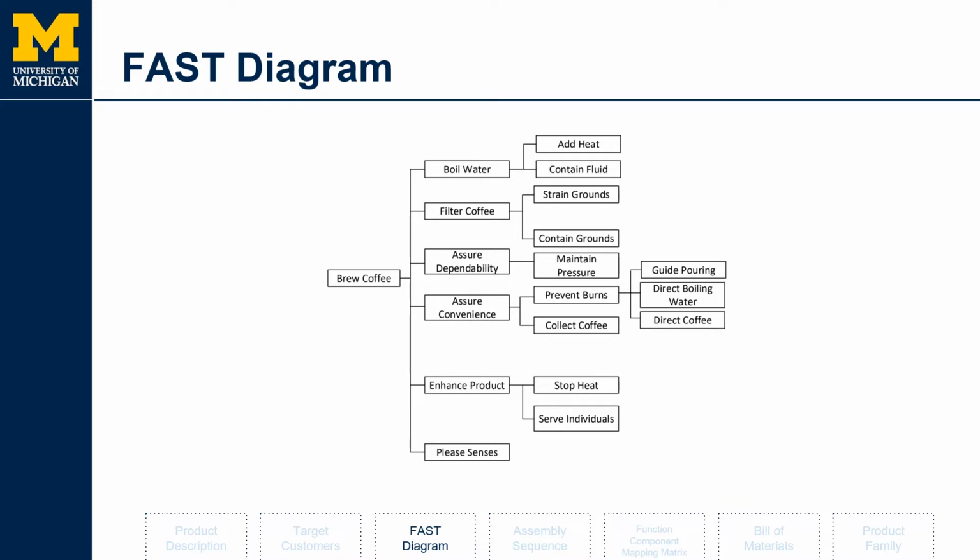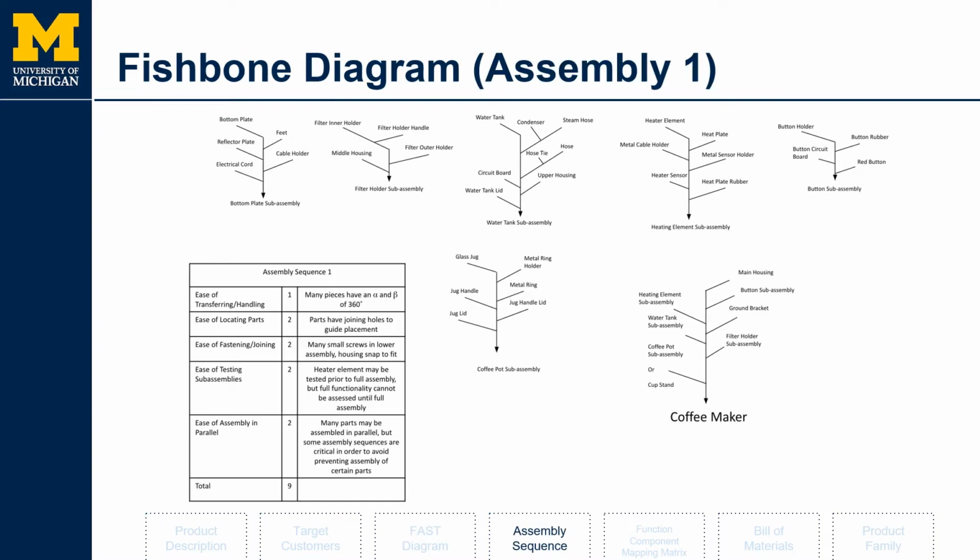To ensure dependability, we'd like to maintain pressure. To assure convenience, we want to prevent burns and collect coffee. In order to prevent burns, we guide pouring, we direct boiling water, and we direct coffee. To enhance the product, we stop heat, and we serve individuals. In order to please the senses, it doesn't need anything further, it's already coffee.